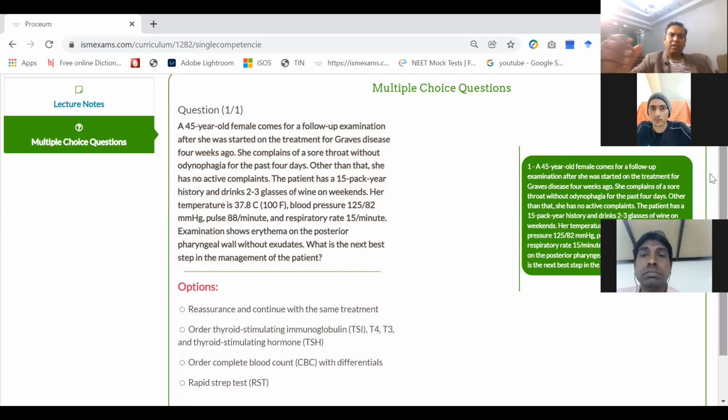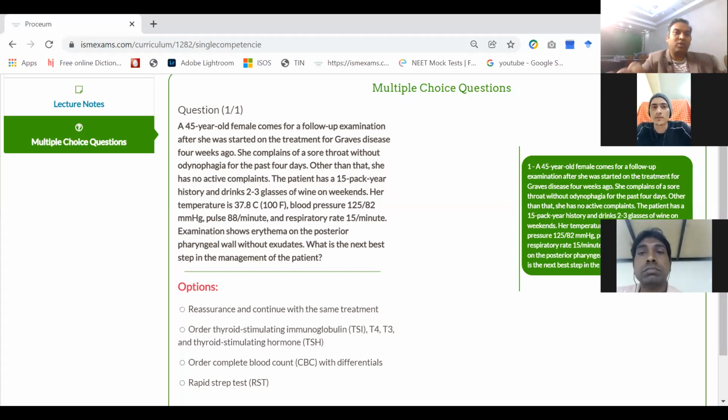Now if you look at this, the patient is treated for Graves' disease. Graves' disease is thyrotoxicosis, hyperthyroidism. It's an autoimmune disorder. So either she has been given anti-thyroid drugs or an immunosuppressive drug. Okay, keep this in mind.